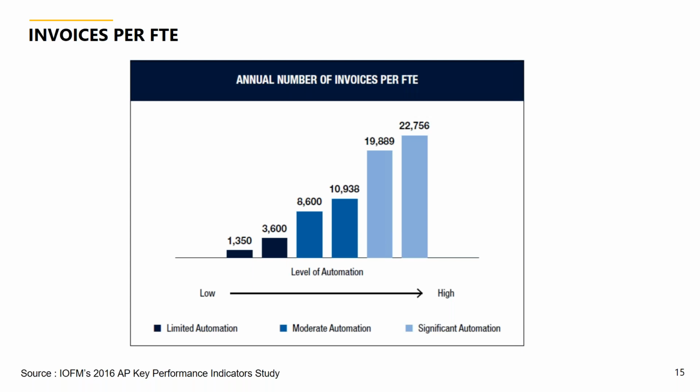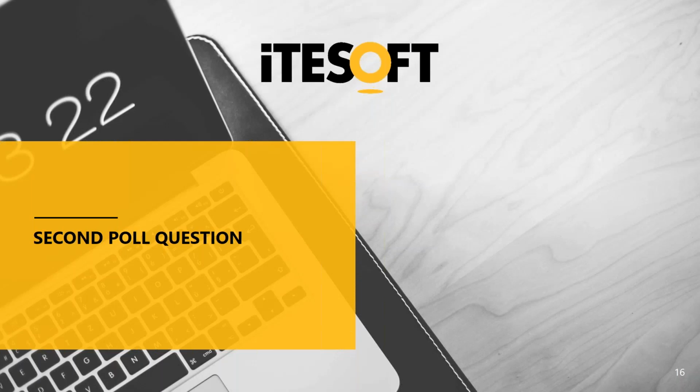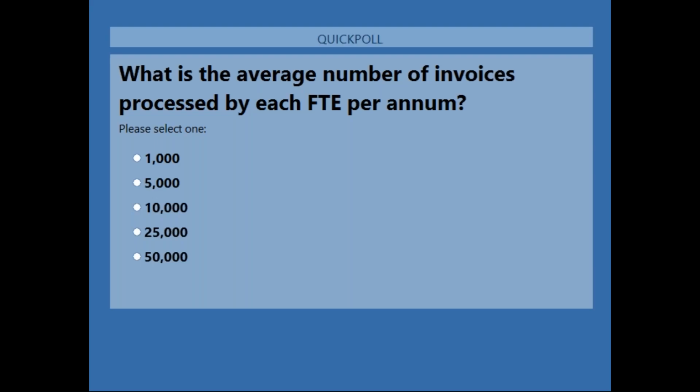So let's start thinking about how many invoices your AP functions are handling, and how does this compare, because we're now going off to our second poll question. This is again shown on the right hand side of your screen, and here we have the number of invoices that your companies would be handling on the average basis.